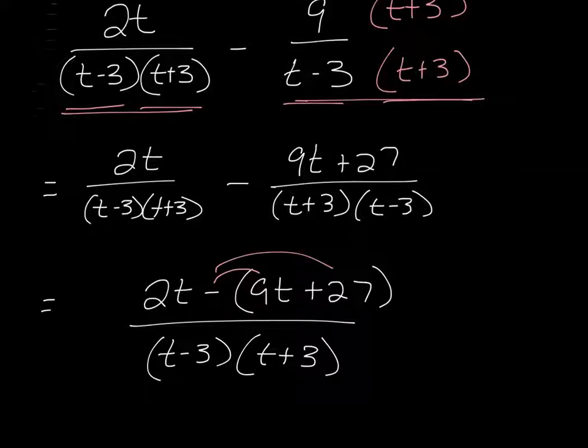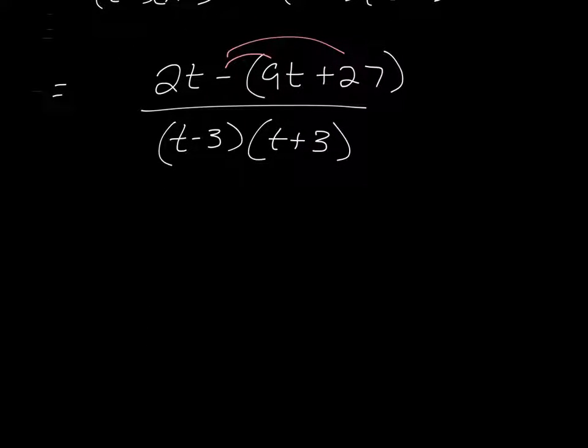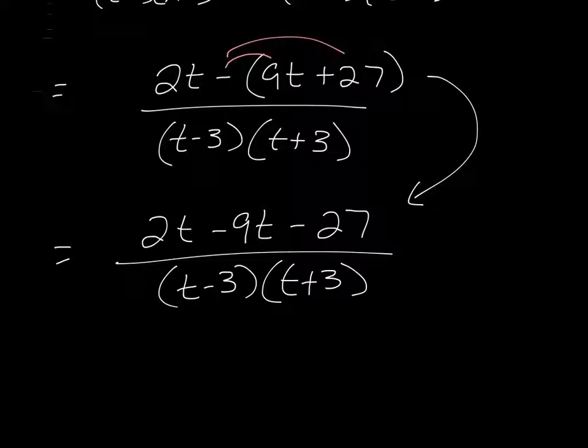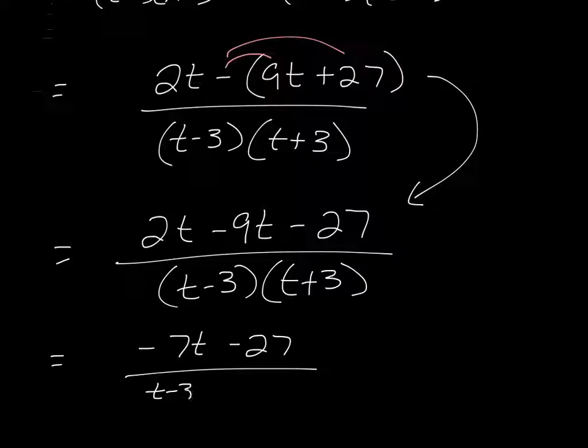So what this will actually be in the numerator will be 2t minus 9t minus 27. That step right here when we're subtracting is the most common mistake made by students. And we still get this t minus 3 over t plus 3. And we just clean things up. 2t minus 9t is minus 7t minus 27 over t minus 3 and then t plus 3.